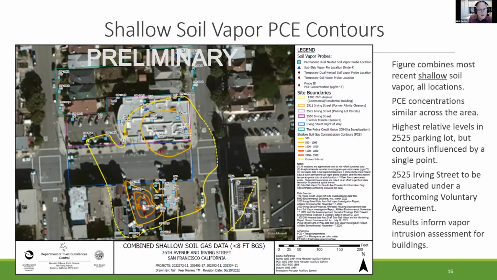Back to the shallow horizon, these results are less useful for inferring if or where there might be a PCE source area at depth. We look to the deeper data on the prior slide for that. Rather, the shallow data is more important for informing vapor intrusion assessment for existing buildings in the neighborhood. My colleague, Dr. Mithrani, will now address our soil vapor intrusion assessment process and share information on recent test data for this assessment program.